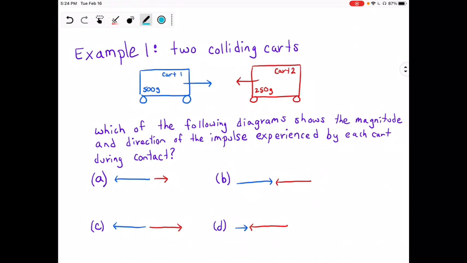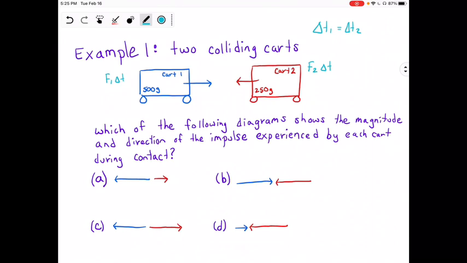So the impulse experienced by each cart is F delta T. So for cart 1, this is F1 delta T1, and for cart 2 experiences F2 delta T2. But I think we can agree that both carts experience the collision at the same time. Like the collision doesn't take more time for one cart than the other. So I think it makes sense that delta T1 has to equal delta T2. And so I'm actually going to take the little 1 and the little 2 off of that because it's just delta T.